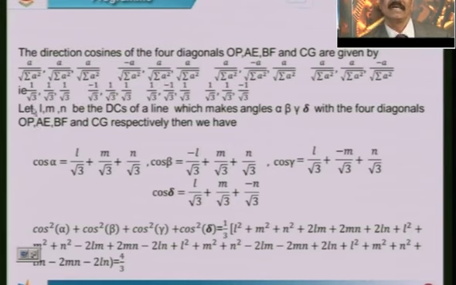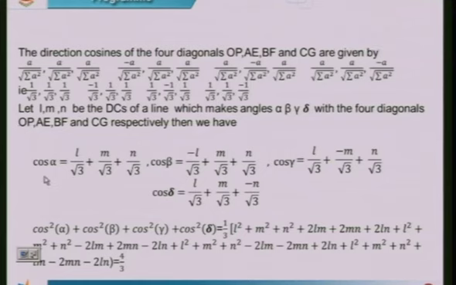And then my problem is: there exists a line, say with DCs l, m, n, that makes an angle alpha with one diagonal, that is OP, beta with AE, gamma with BF, and delta with CG, respectively. Then you see what is cos alpha. So, I will write here.